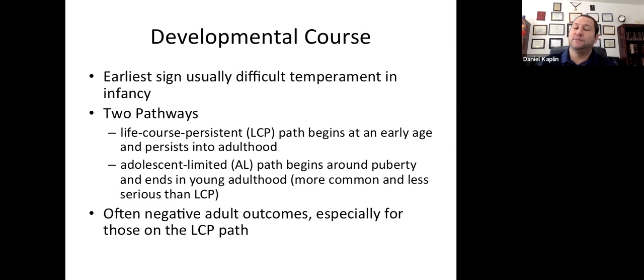The life course persistent pattern is far more problematic. You have far more issues with the legal system, and the life course persistent is much harder to treat, whereas the adolescent limited one is more common and it's less severe and it's easier to treat. So that is a very quick differentiation between oppositional defiant disorder and conduct disorder. We talked about some of the commonalities. We talked about some of the differences. We talked about the epidemiology. We talked about the developmental pathways that this can take.